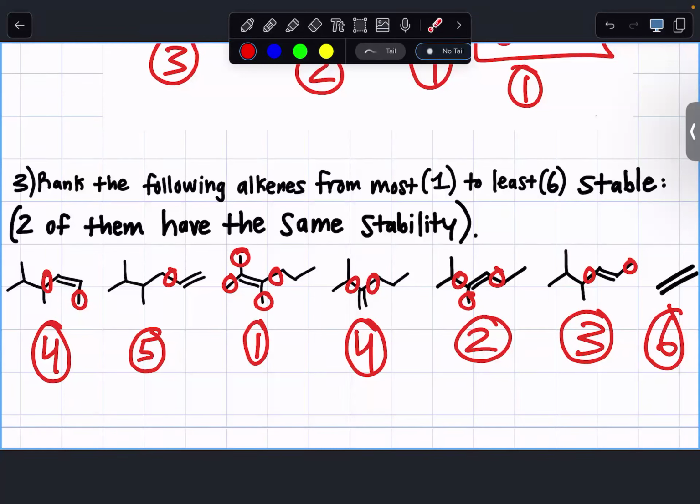So there are 3 di-substituted alkenes you can have: cis, trans, and geminal. For cis, the 2 R groups are on different carbons of the alkene. For trans, they are also on different carbons of the alkene. But for geminal, they are on the same carbon of the alkene. The 2 R groups are on the same carbon. And cis and geminal alkenes are the same stability.